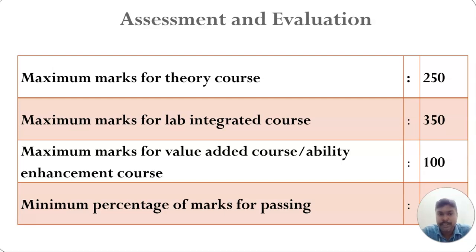Okay, so when you take maximum marks for the lab integrated course is 350, so 40% of 350 that you need to acquire. That is a minimum percentage of the marks actually for grading P, that is pass.